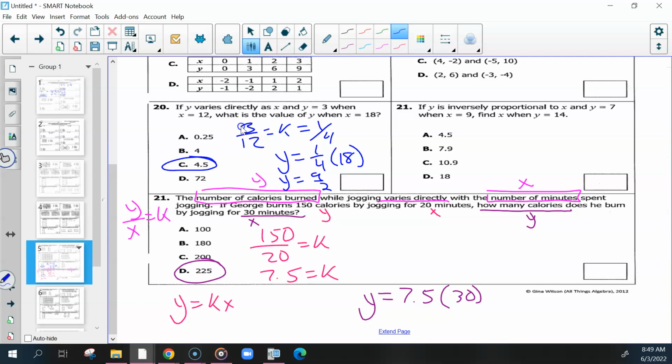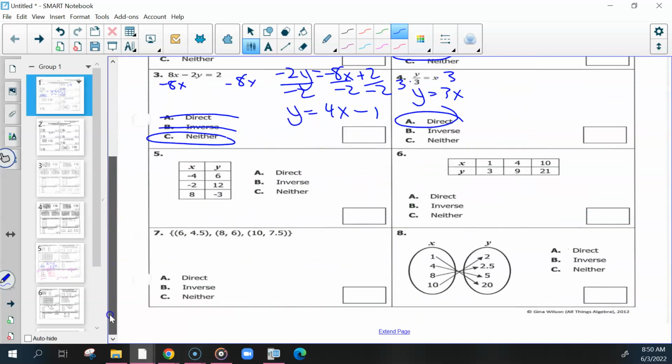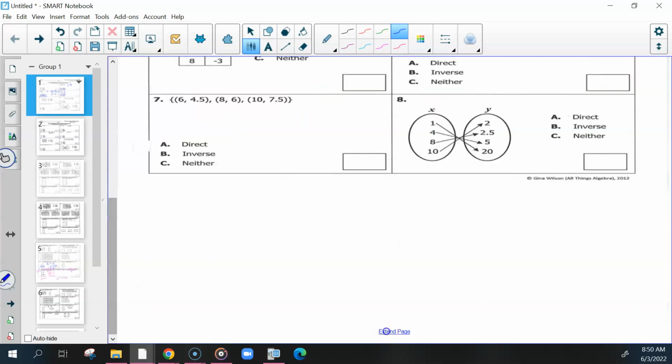Any other questions? Oh, we can check. So, 8 on the first one. Think about the word problem.